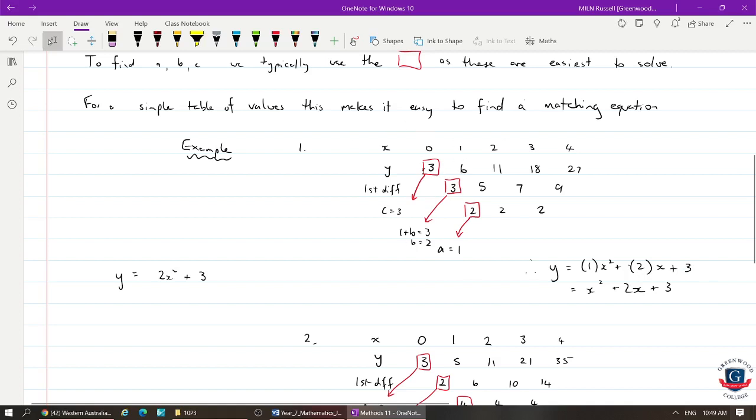Now, when we get to this point, we can find the coefficients of x squared and x and c by looking at this table. This value here is going to be c. That's where I get this 3 from. This value here is going to be twice what a is. So if I halve it, I'll get a. That gives me a is 1. That gives me this value here.